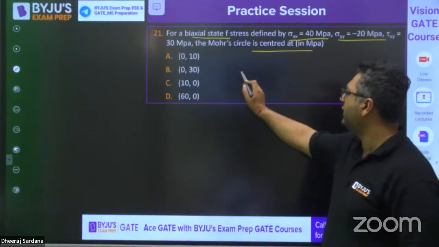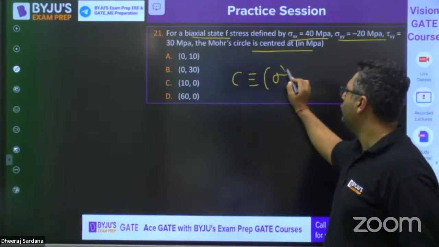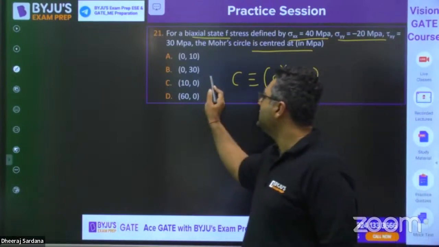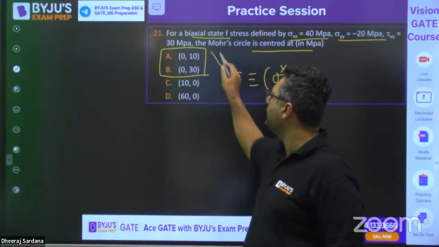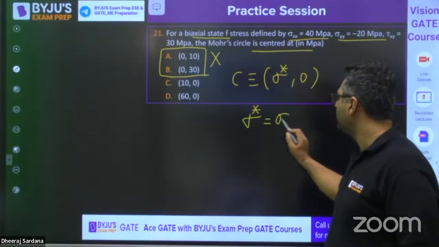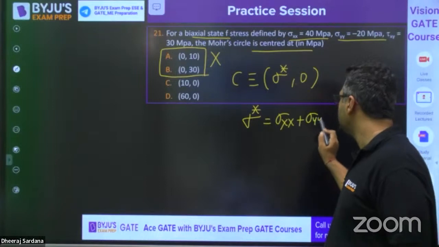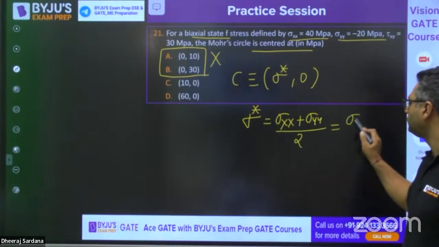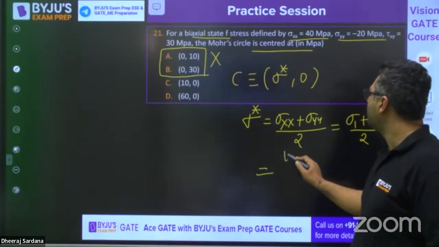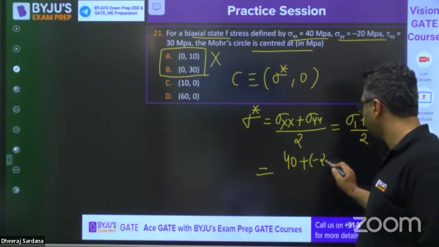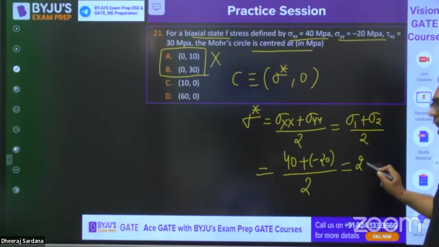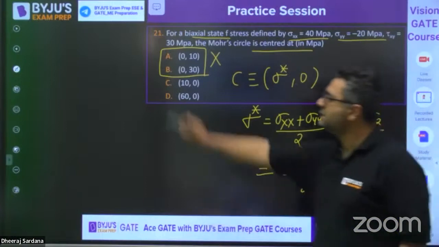I feel all of you are aware that the coordinates of Mohr's circle center are (sigma star, 0), as the center lies on the x-axis. So these two options are automatically wrong. Then you know the sigma star coordinate is (sigma xx plus sigma yy) by 2. So the answer is 40. C is the right answer.